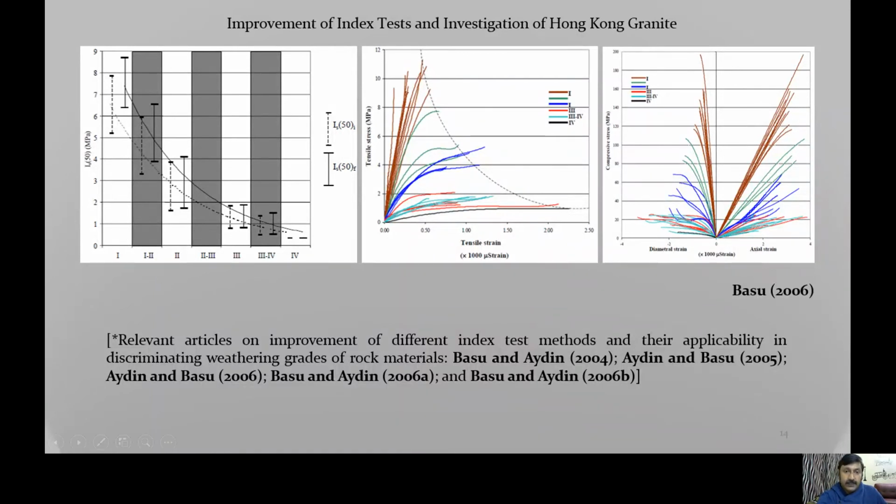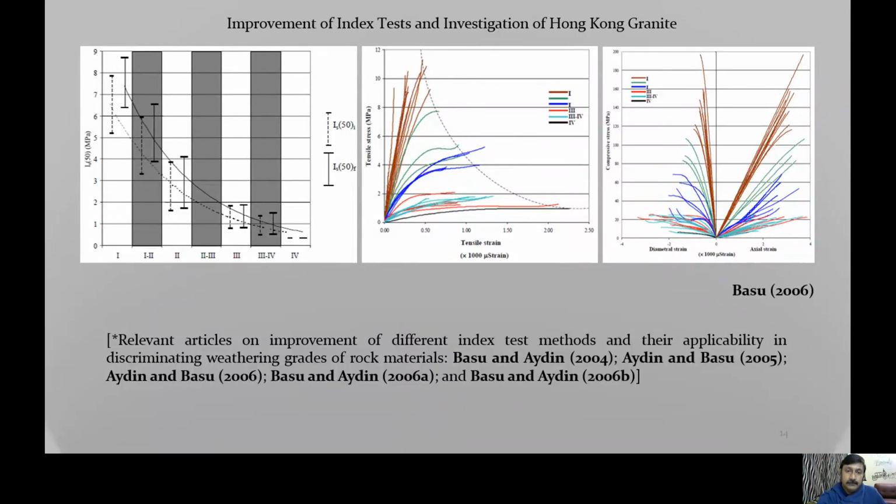When we tried to use the Brazilian test, although it is very common nowadays and much more common than the direct tensile test, it is still an index test. We cannot call it a direct test like the uniaxial tensile test or something like that. It is always an indirect tensile strength test.